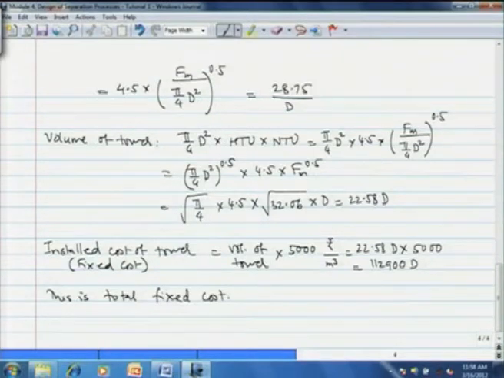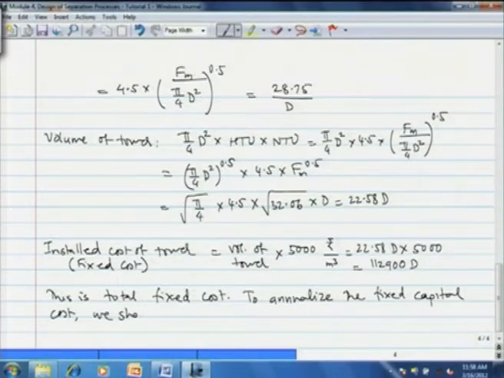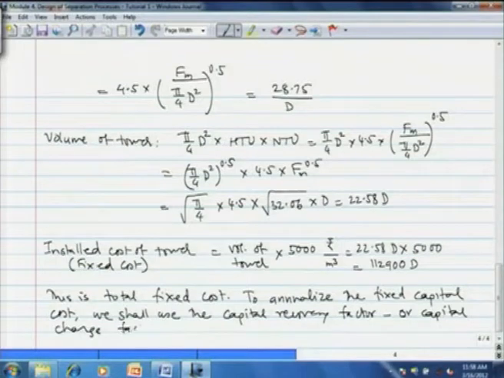Now, we have to calculate the total annualized capital cost, and therefore, we have to annualize this particular installed fixed cost. Okay. So, to annualize the fixed capital cost, we shall use the capital recovery factor, which some books have also called capital charge factor. And the typical value of this factor is 1 by 3.